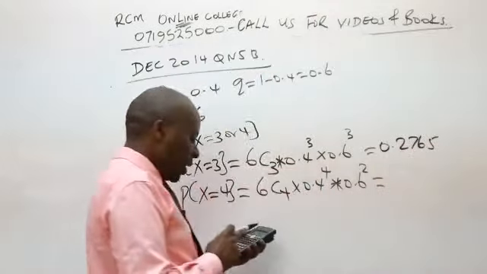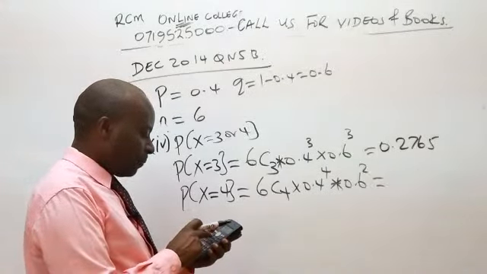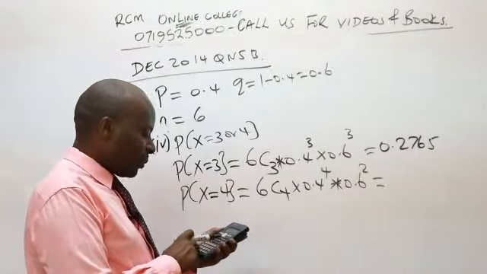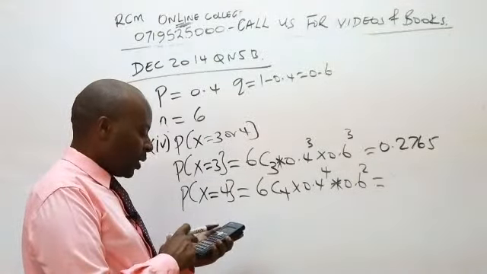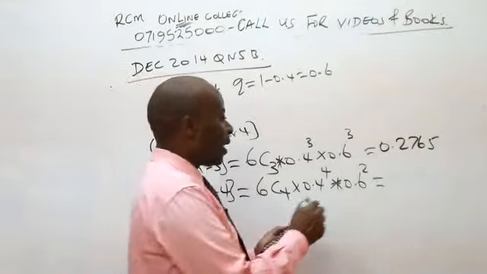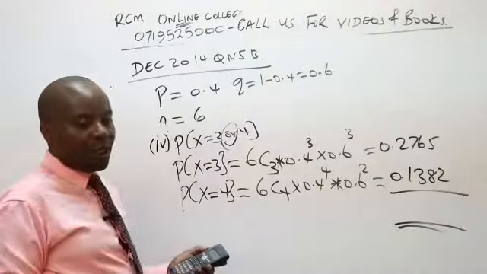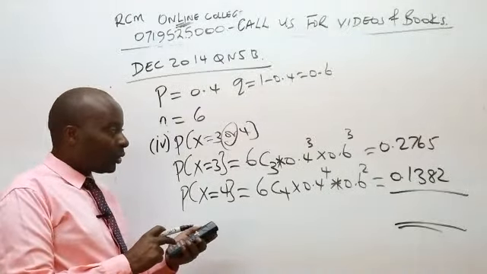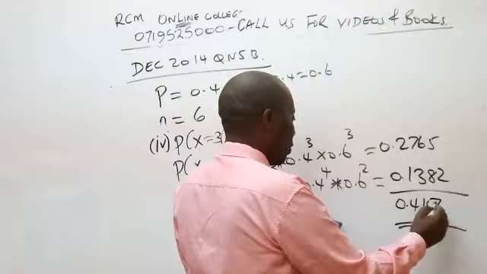0.2765. And then we have 6 combinations 4 times 0.4 raised to power 4 times 0.6 raised to power 2, which gives me 0.1382. So please add the two because of the word "or". So we have 0.1382 plus 0.2765, which gives me 0.4147.